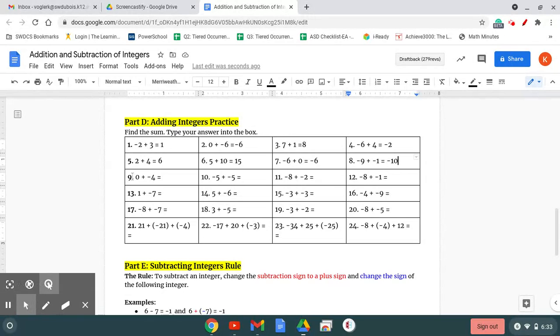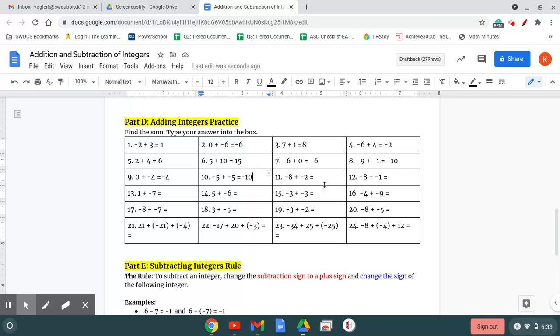All right, number 9, we've had several with zeros. Remember, anything you add plus 0 is just the other number, which is -4. All right, number 10, we have -5 plus -5. Same sign, both negative. So we keep our negative and add. 5 plus 5 is 10. -5 plus -5 equals -10.